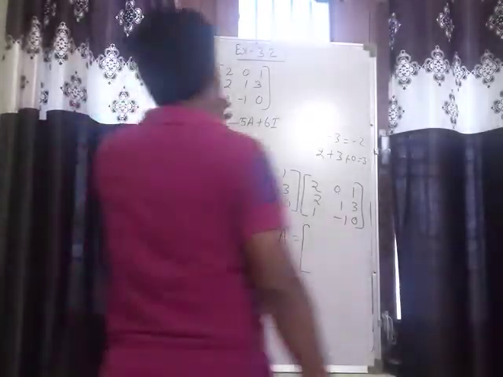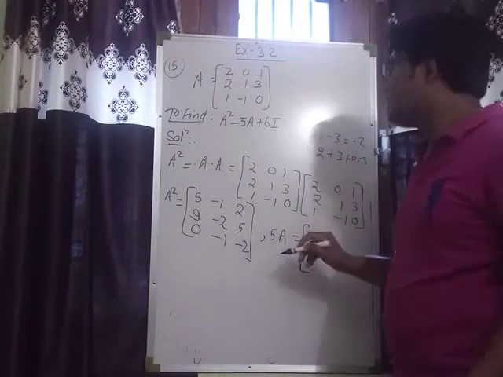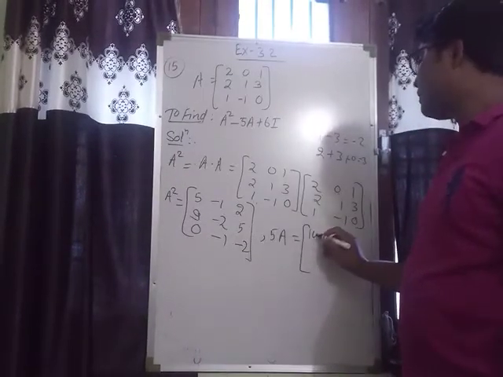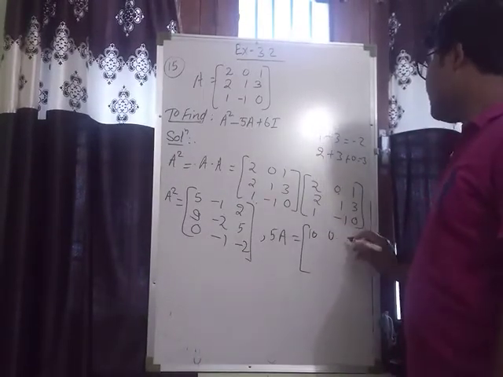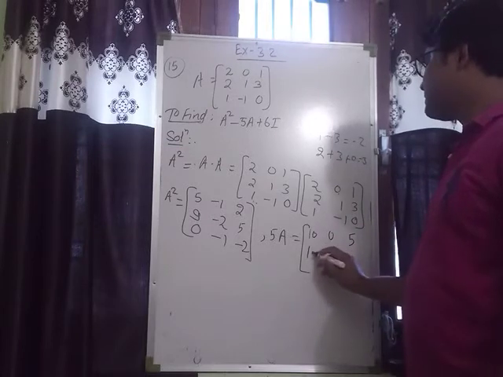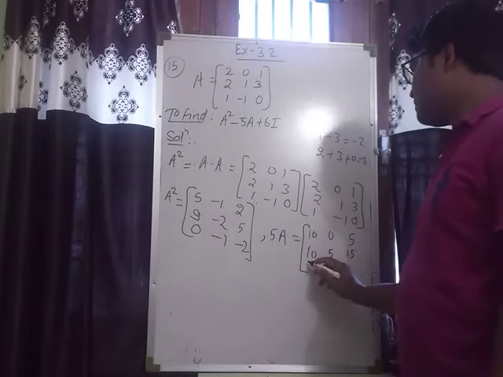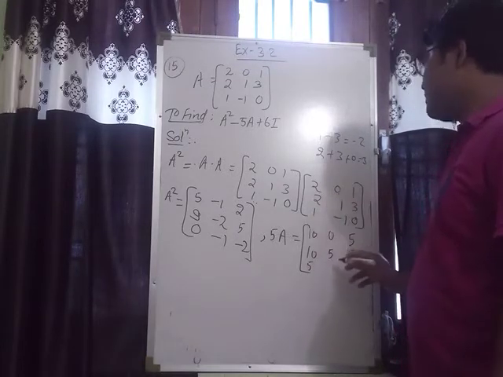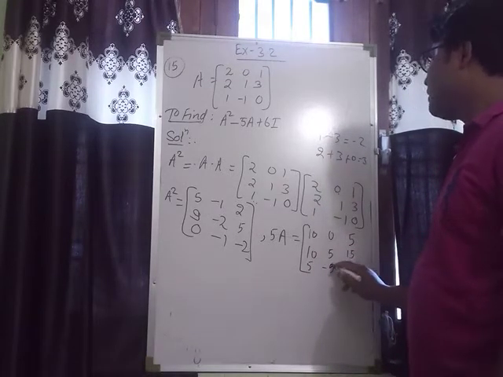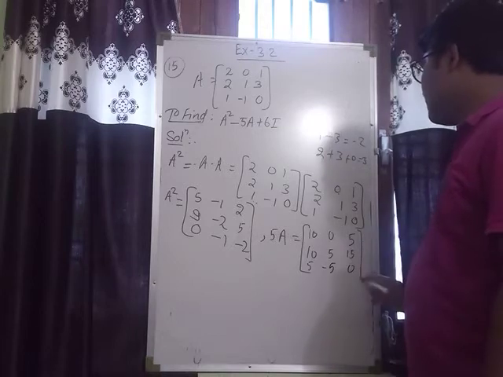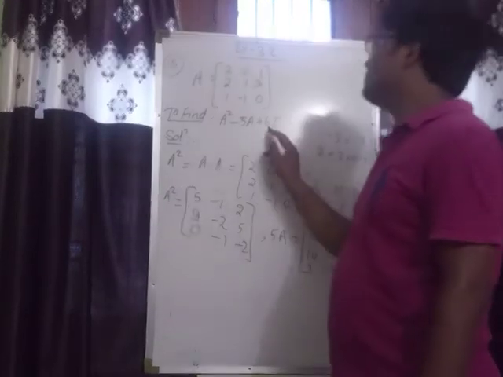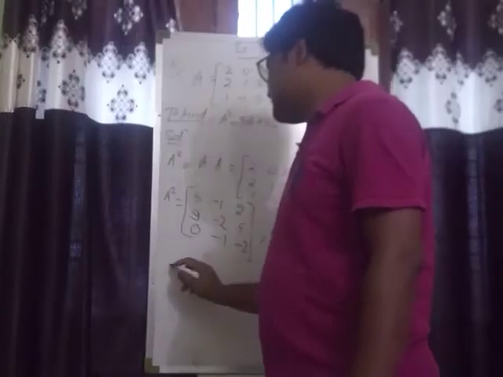So see, a is this one. So 5a will be what? 5 2s are 10, 5 0s are 0, 5 1s are 5. This is 10, 5 1s are 5, 5 3s are 15, 5 1s are 5, and 5 into minus 1, minus 5, and this is 0. Okay, that one. And plus 6i.